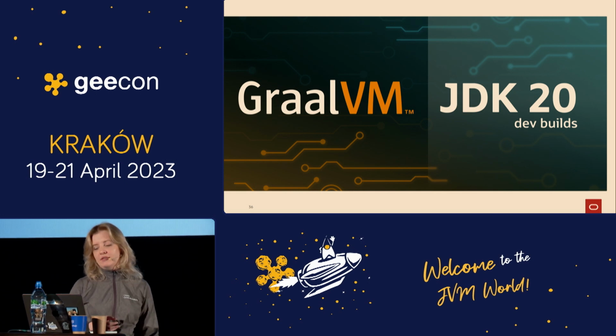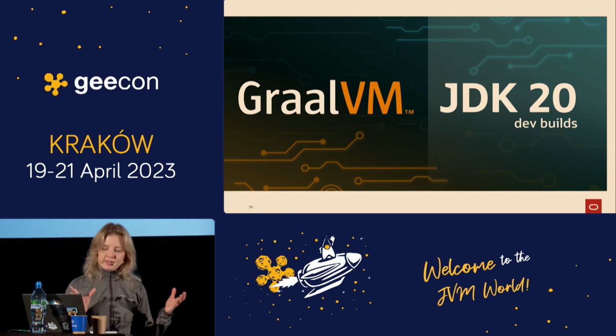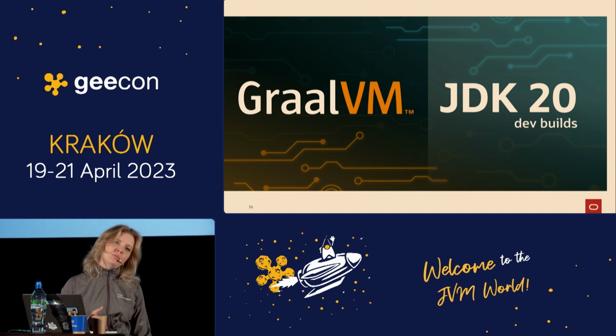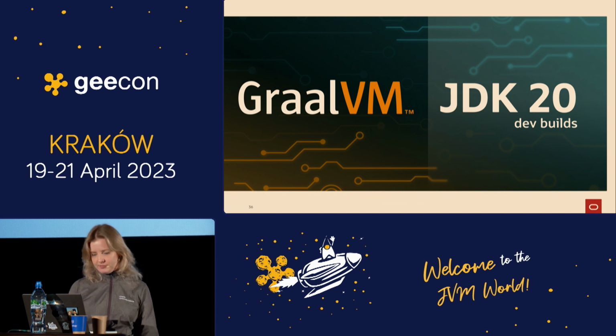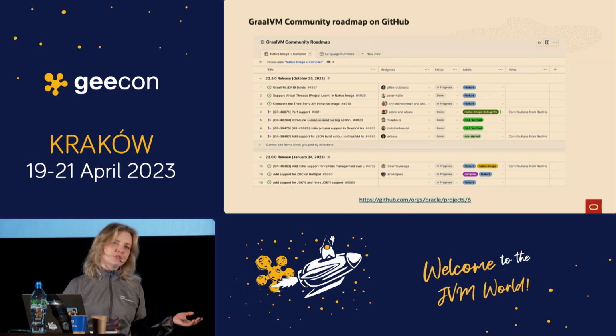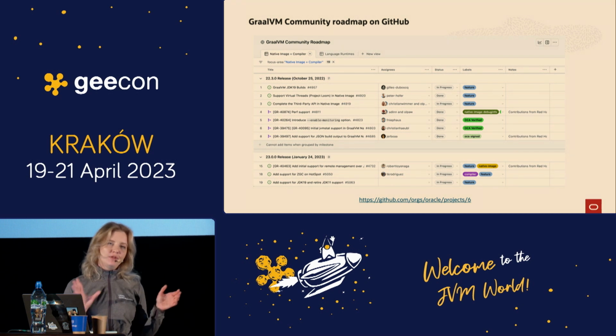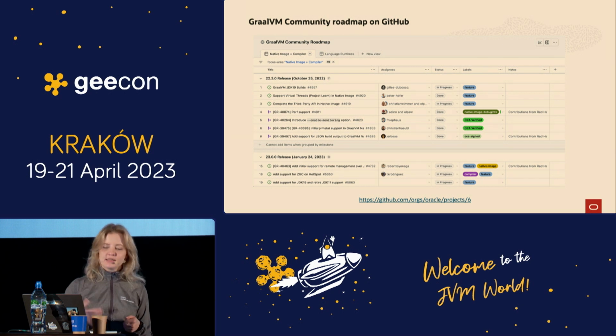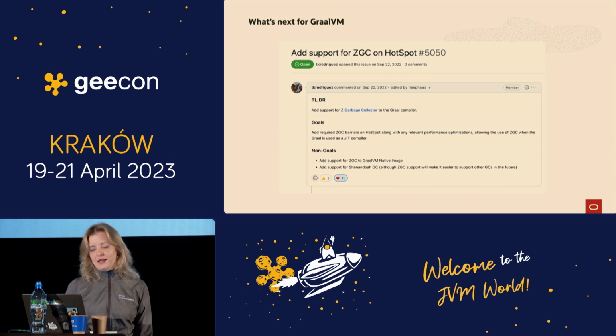And one more thing that was recently announced. We have JDK 20 builds available as dev builds. So again, the release will be in June, but if you want to use them, we have those available on GitHub as developer builds. And if you want to see what is happening next, we are also an open source project. So we have our community roadmap on GitHub. There you can see some of the things that we are working on, what is coming up next, and participate and join the discussion.